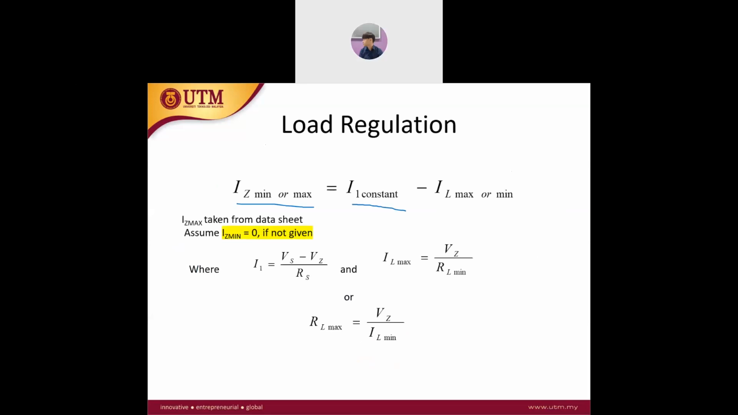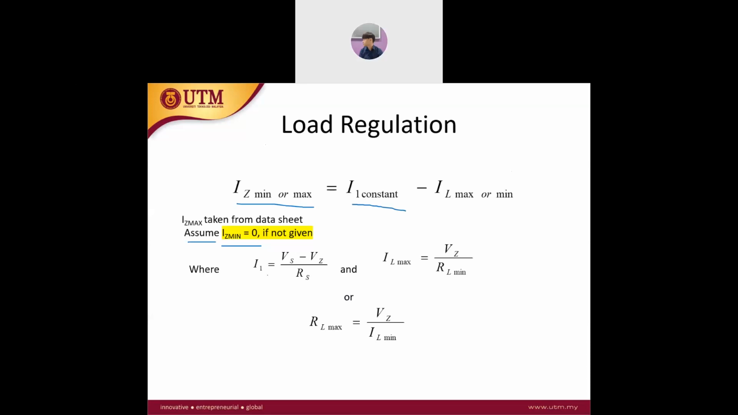Okay, IZ max you can take from the data sheet. When IZ is maximum, at the diode voltage, it means that if I is maximum then our R is minimum. Assume IZ min equals 0, which means the value at which the current makes the diode start to behave in the breakdown region. So this is IZ min.